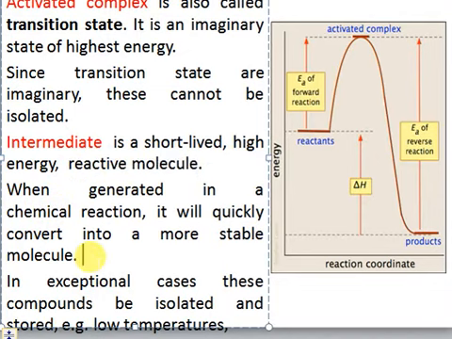In some circumstances you can isolate the reactive intermediate. For example, by lowering the temperature, you can isolate a reactive intermediate. So the difference between a transition state and a reaction intermediate is that a transition state is an imaginary state, while a reaction intermediate is a real species, right? You can never detect or isolate a transition state, but you can detect and isolate reaction intermediates. All carbocations, carbanions, and free radicals are examples of intermediates, right?